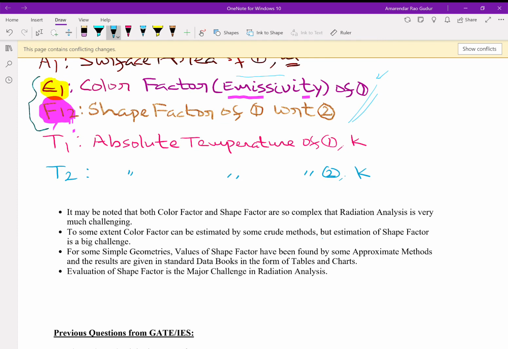And you may note that both color factor and shape factor are so complex that radiation analysis is very, very challenging. To some extent in the laboratory, by crude methods, color factor can be estimated. But estimation of shape factor is a very big challenge. For some simple geometries, shape factors have been found using shape factor algebra or other approximate methods, and the results are available in standard data books. At the time of radiation, we will see how to estimate the shape factor. Evaluation of shape factor is a major challenge in any radiation analysis.